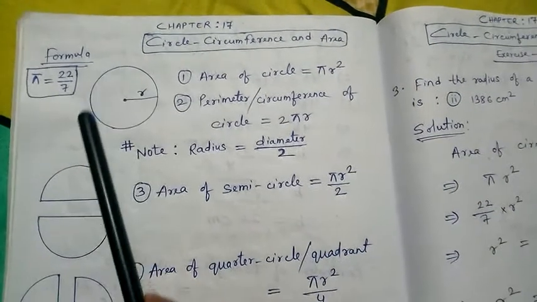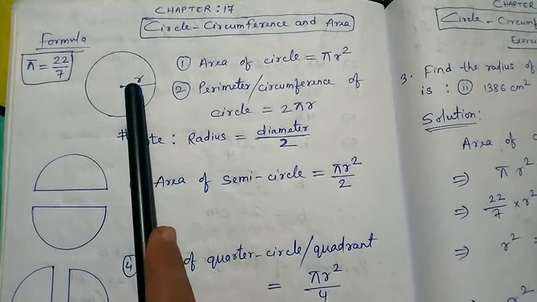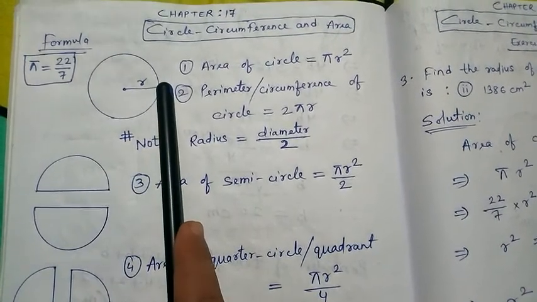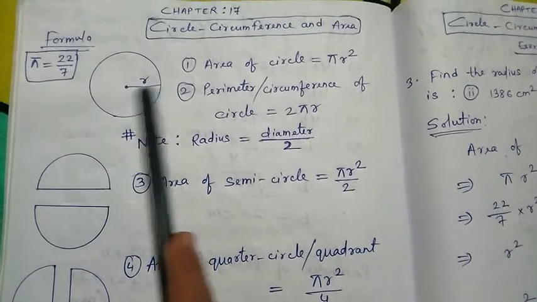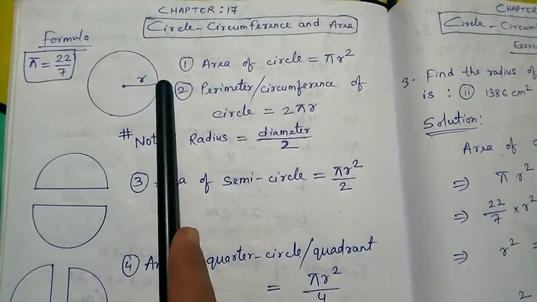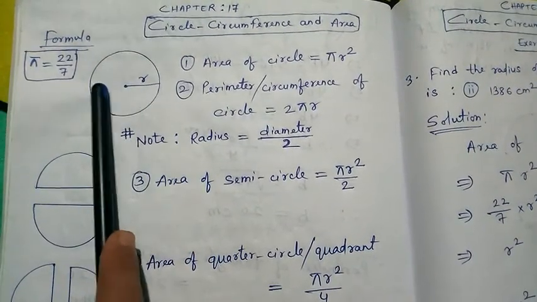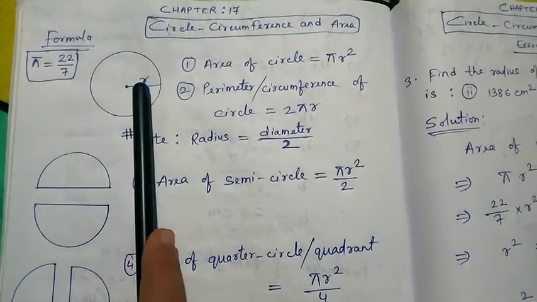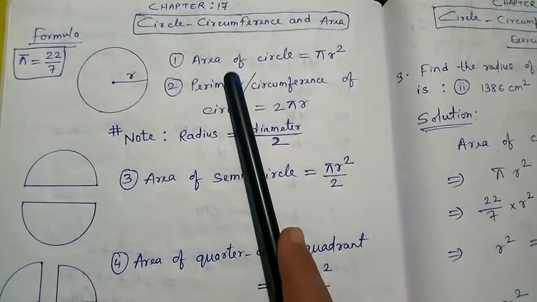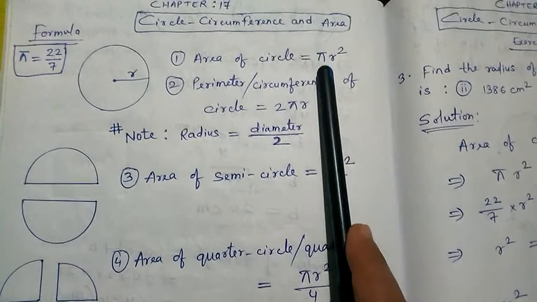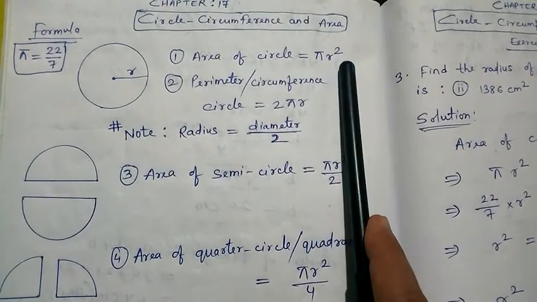Here I have drawn a circle, and from the center a line is passing and touching its boundary, which is called radius. A line completely passing from one end to the other end and passing through the center is called diameter. Here I have not drawn diameter, but I have drawn radius. So let us begin. Area of circle is pi r square, where r is radius.